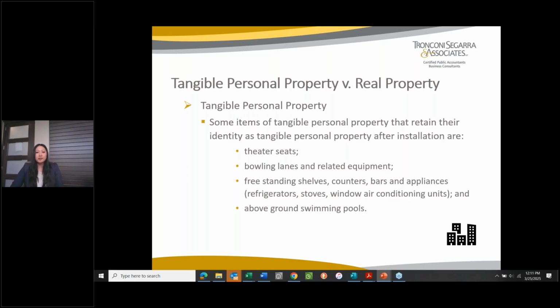Here are some examples of TPP that retains its identity as TPP after installation. Some common ones that you might see would be freestanding appliances, freestanding cabinets, etc. A good way to think about it would be items that can be removed easily.